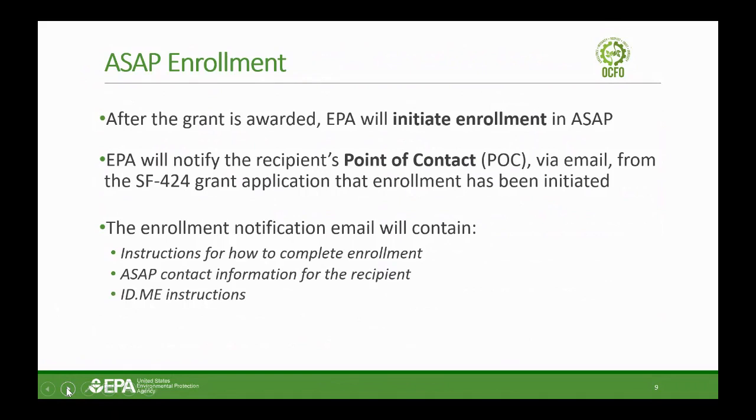Once we initiate your ASAP enrollment, we'll notify the point of contact via email, and we retrieve the point of contact from your SF 424. That enrollment notification email, which I send out once I initiate your ASAP enrollment, goes to whomever the point of contact is, and will include instructions and the contact for the ASAP help desk. If you run into any issues, they'll have their email.